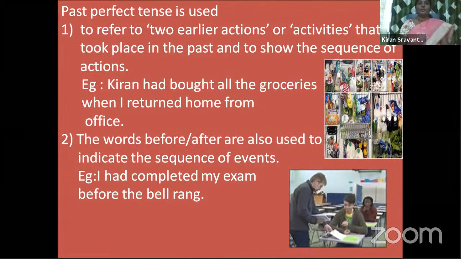So for example, past perfect tense is used to refer to two earlier actions or activities. What are the two earlier actions or activities? When did they take place? That took place in the past, and to show the sequence of actions. So for example, Kiran had bought all the groceries when I returned home from office. So here you find another sentence also relevant to the past tense. And between these two sentences, you find that one sentence was completed at first, and later the action relevant to the next part of the sentence took place.